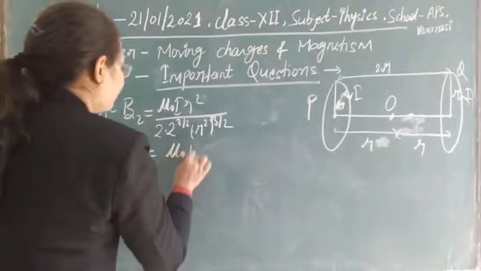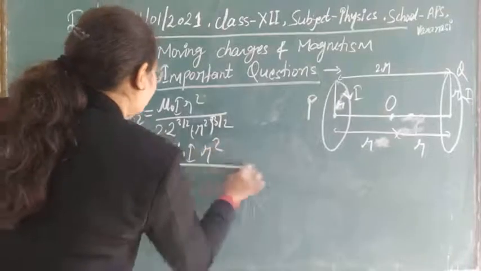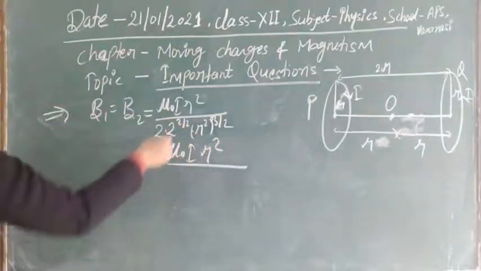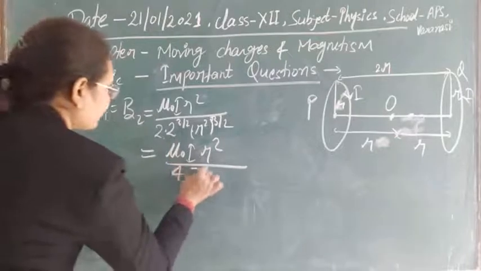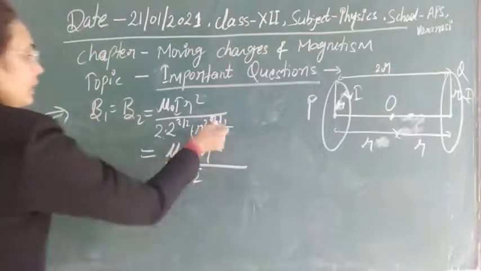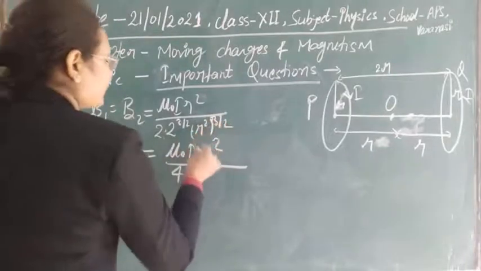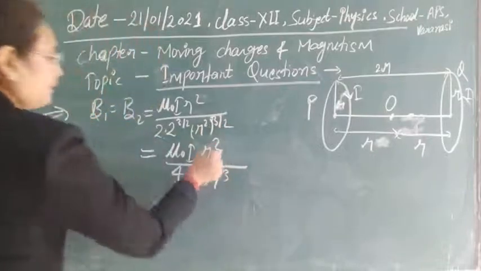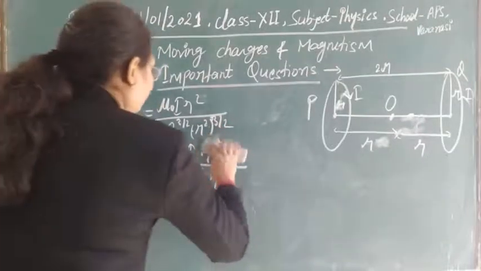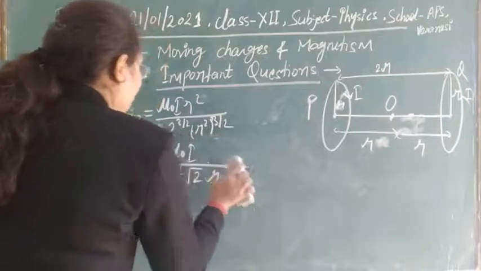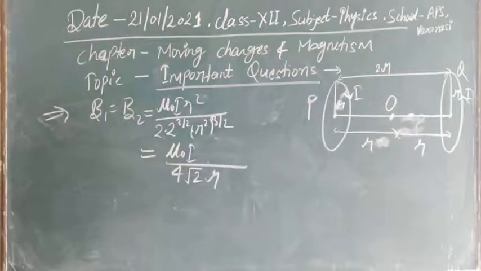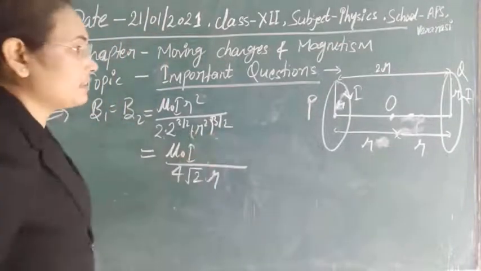Now just simplify it. It will be r square, and if you solve it we get 4 root 2, and this will be cancelled, this will be r cube, and finally if you solve it, we can obtain here r. So this is the magnetic field due to each of the coils at that center.